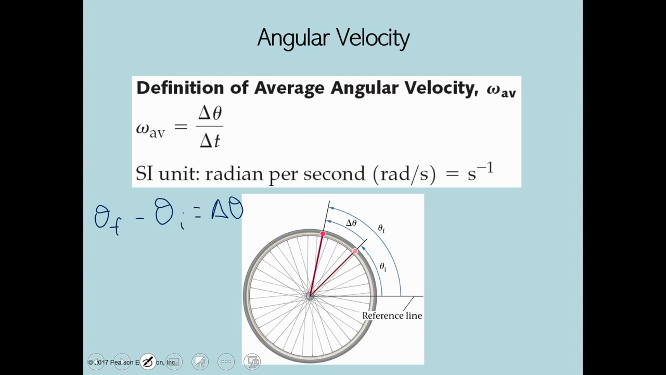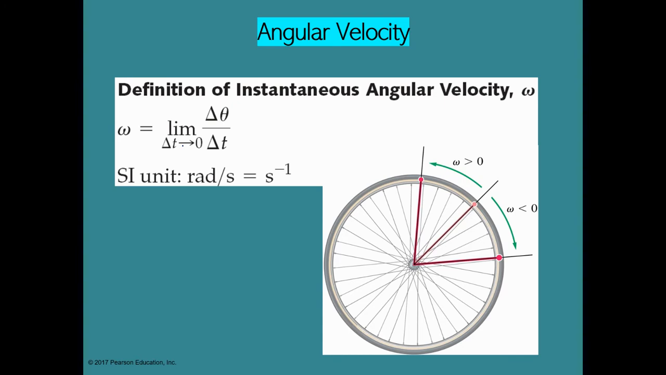We can take that change and divide it by the time that has passed in order to find our average angular velocity. The units for this are going to be radians per second. But when we write that, we don't actually write the word radian. We just write seconds to the -1, or inverse seconds. Oh, and the symbol here for average angular velocity is omega, and then we'll put AV after it because we're also going to look at an instantaneous velocity.